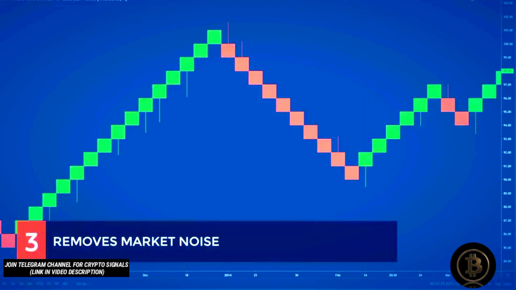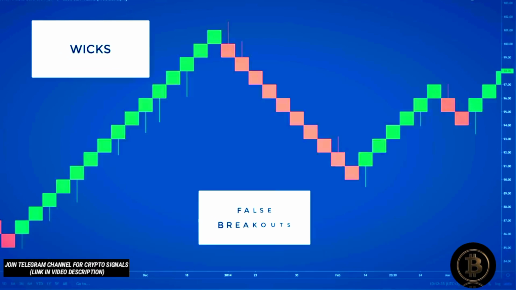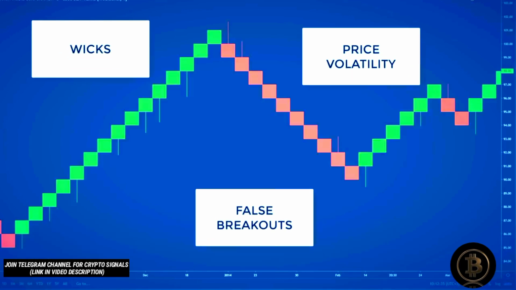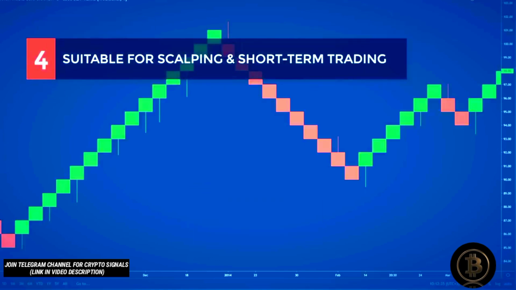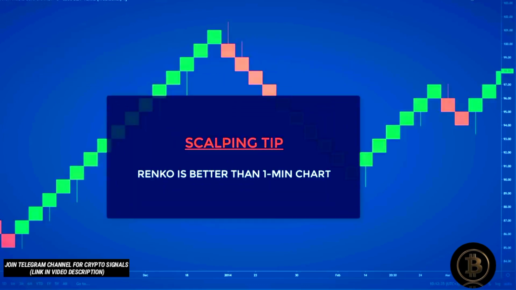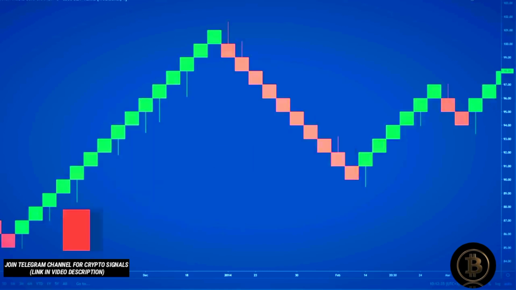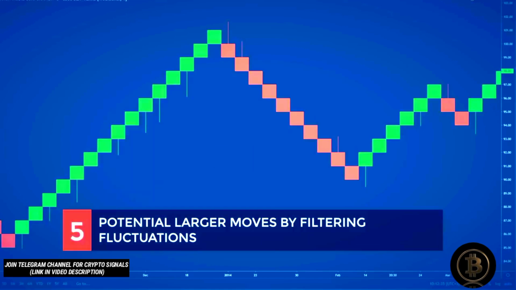Another important advantage is the fact that it removes the market noise seen on typical candlestick charts or bar charts, including wicks, false breakouts, or price volatility. In addition, Renko charts are suitable for scalping and short-term trading. So if you want to scalp the market, I would say it's better to use a Renko chart than trading on the 1-minute time frame. Also, it allows traders to catch larger moves while filtering out minor price fluctuations.